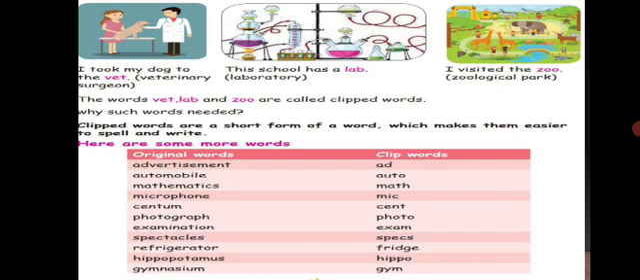Now let's see. Original words and clipped words. Advertisement, ad. Automobile, auto. Mathematics, math. Microphone, mic. Centum, cent. Photograph, photo. Examination, exam. Spectacles, specs. Refrigerator, fridge. Hippopotamus, hippo. Gymnasium, gym.